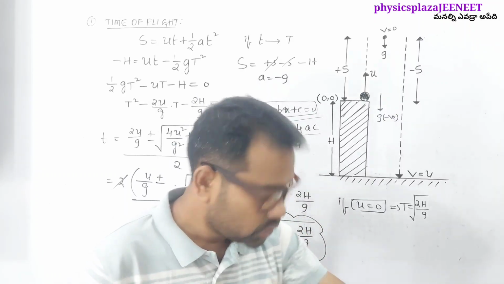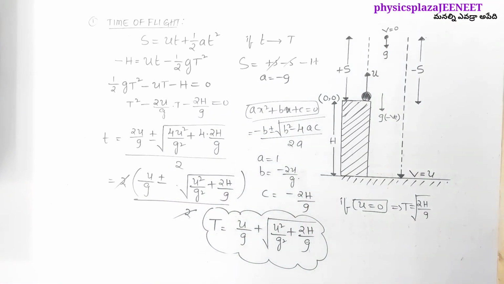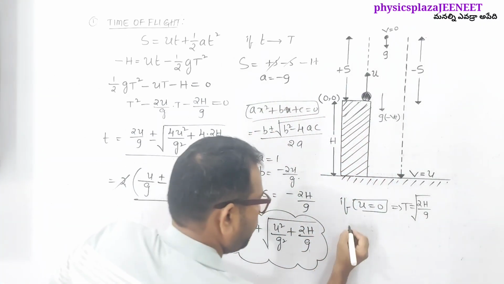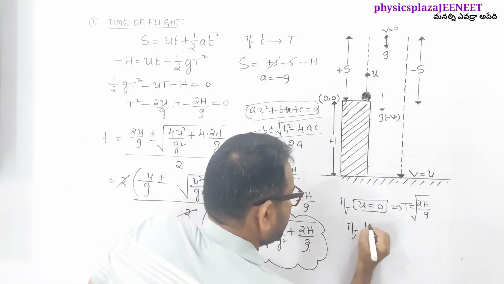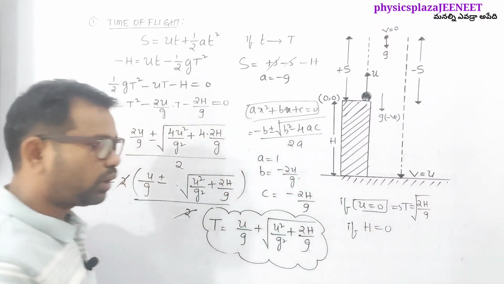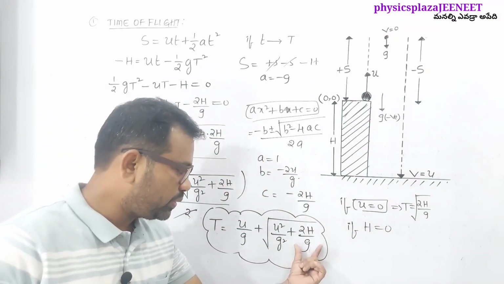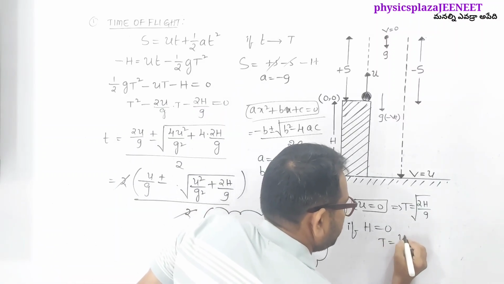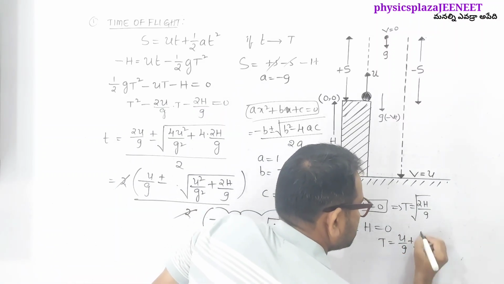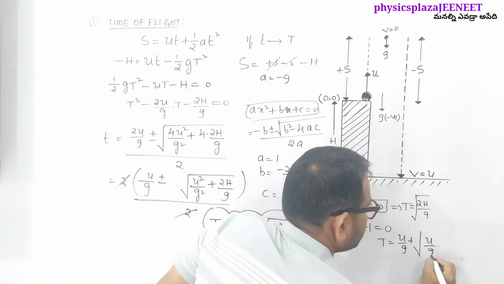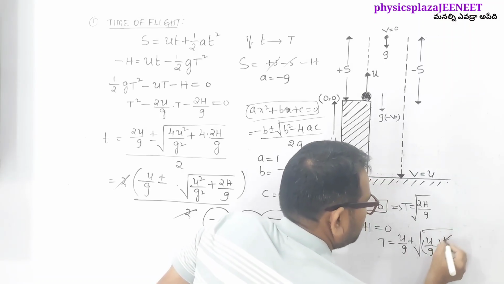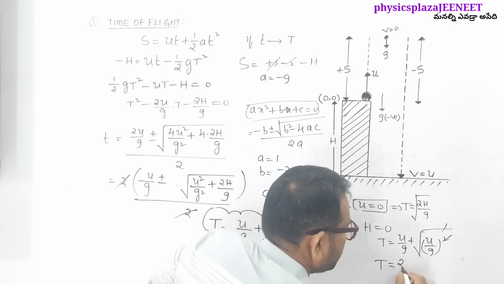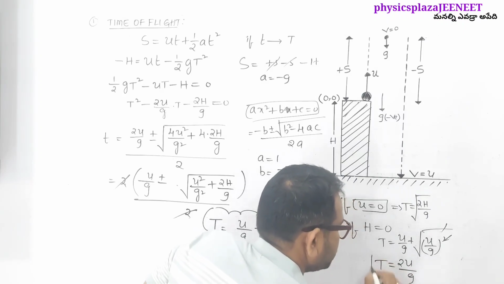T is equal to square root of 2h by g. What if h is equal to 0? This term will be 0. So then the time will become u by g plus square root of (u by g) whole square. So these both will get cancelled. So u by g plus u by g, then t is equal to 2u by g.